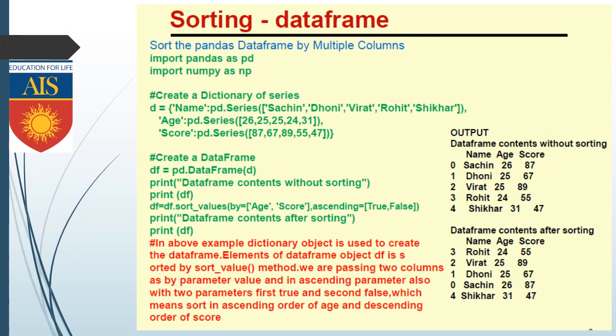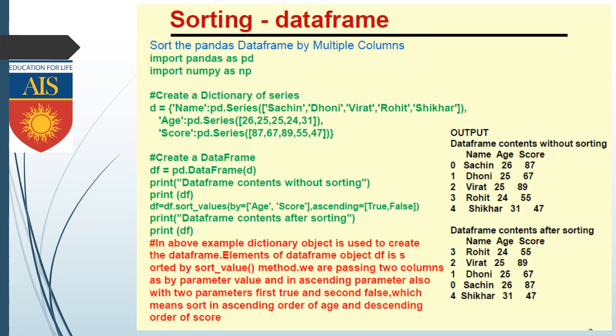Next option we will see is sorting the pandas data frame by multiple columns. The same way, we need to create the table along with the data series, and then finally write df = pd.DataFrame, print the data frame content, then df = df.sort_values(by=...). Here is the main change: by age, score. You have to mention two particular fields, then mention the order, ascending = True, False, then print the data frame contents after sorting, then print df.